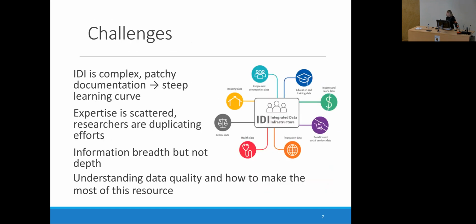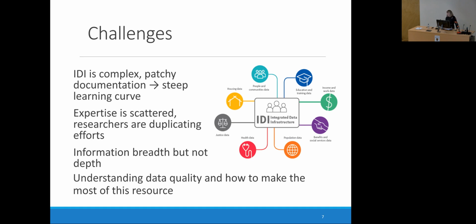But it's not all smooth sailing. So there's a number of challenges that we've come across as we've started to use the IDI for research. It's really complex, as I said before. There's a lot of data in there, and the documentation is patchy. Some of it is good, some of it is awful, some of it is completely missing. So it can be really difficult to get started if you're not familiar with a lot of data in there, which you probably aren't. And it's a really steep learning curve, and it can take new researchers many, many months just to be able to get started, really. It's quite a big task.